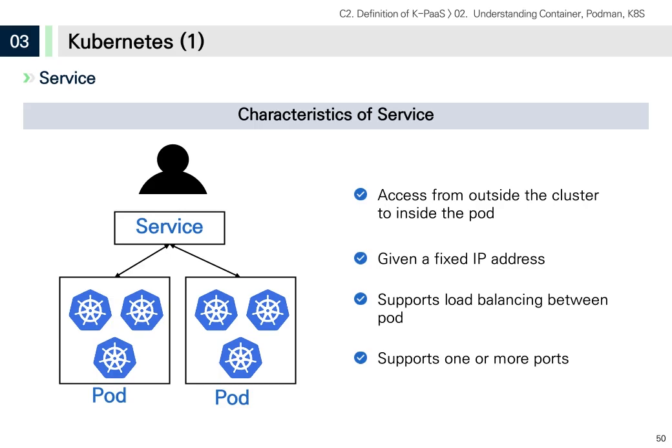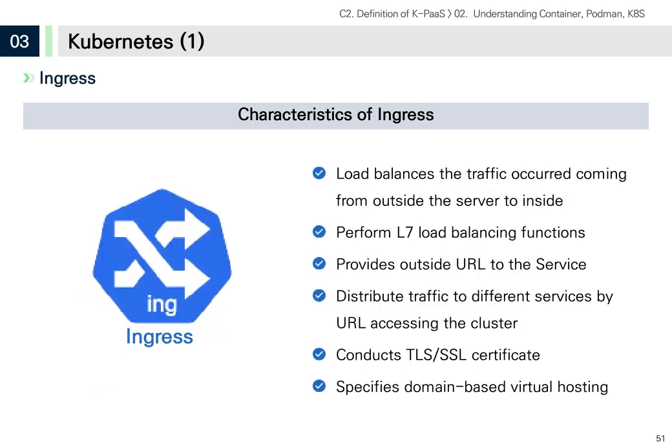The role of a service is to provide a fixed IP and support load balancing between pods. A service can support one or multiple ports. Next is the characteristics of ingress. Ingress is responsible for load balancing network traffic coming into the server from outside the server and performs L7 load balancing functions. It provides external URLs to services and distributes traffic to different services based on the URLs that access the cluster. It handles TLS and SSL certificates and is responsible for specifying domain-based virtual hosting.